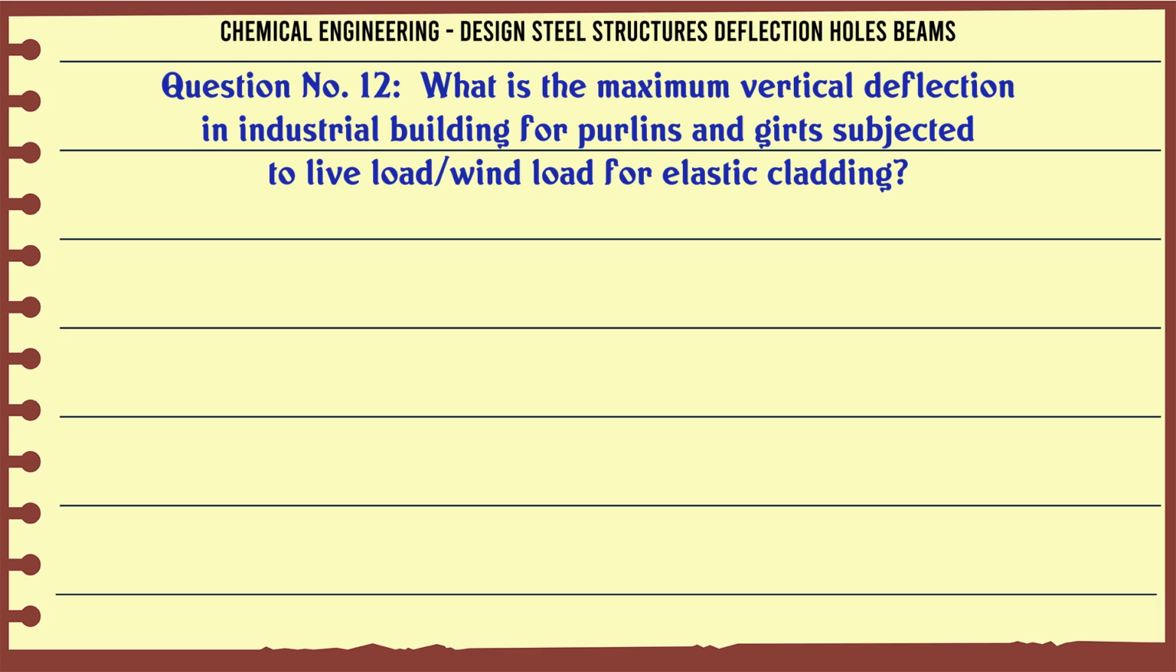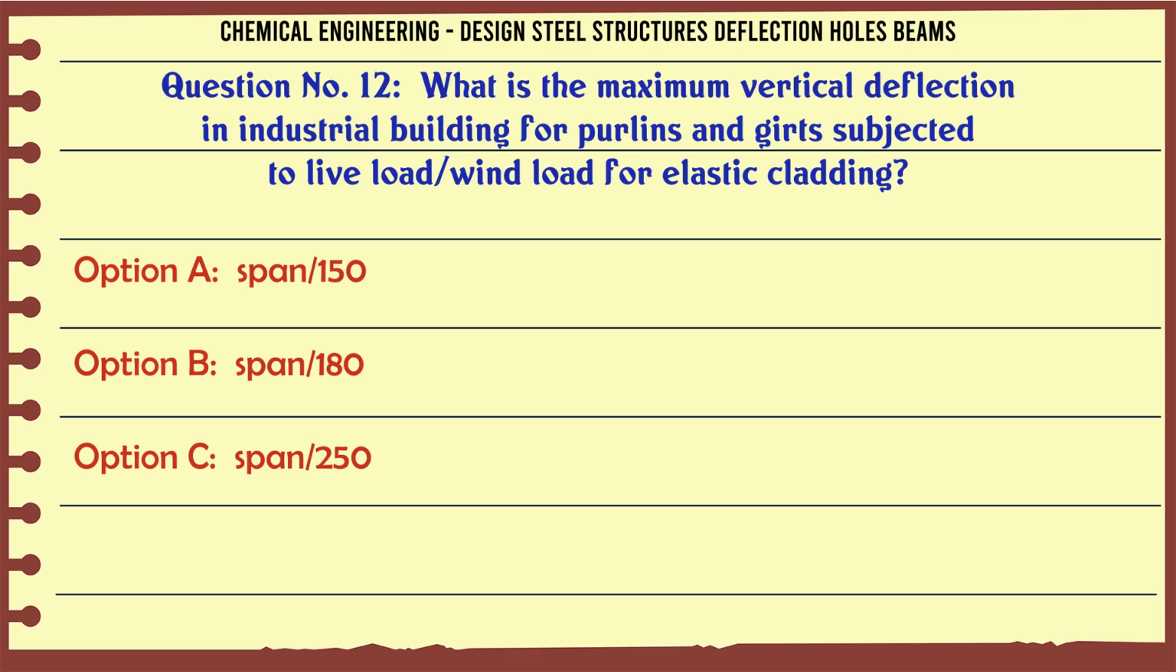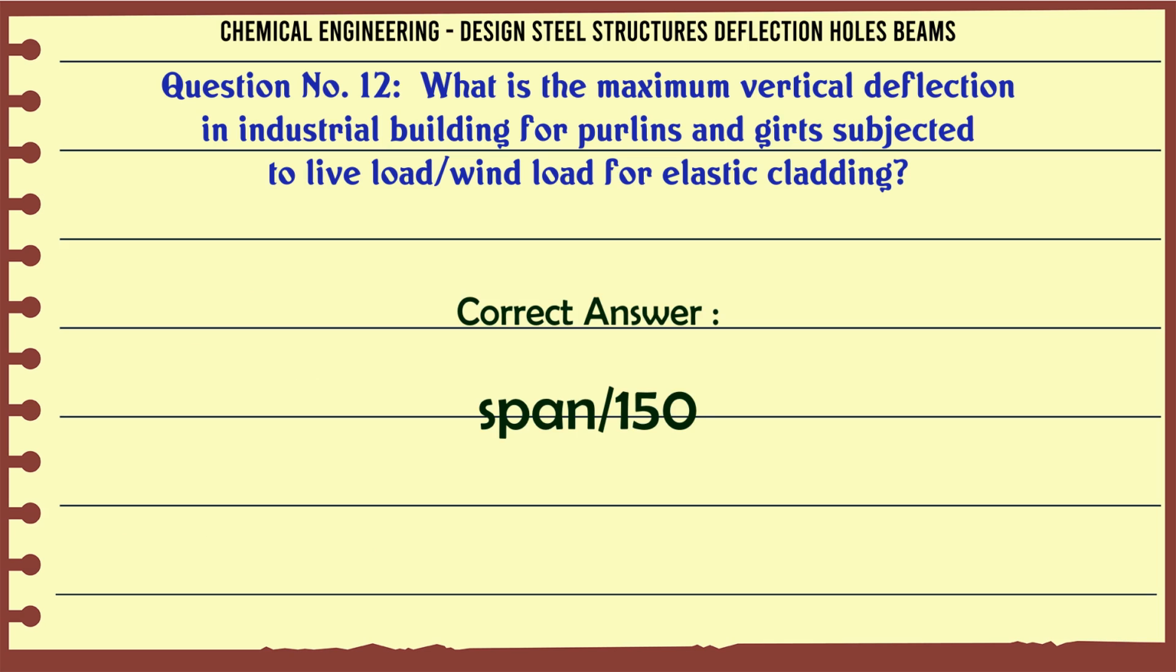What is the maximum vertical deflection in industrial building for purlins and girts subjected to live load and wind load for elastic cladding? A. Span 150. B. Span 180. C. Span 250. D. Span 100. The correct answer is span 150.